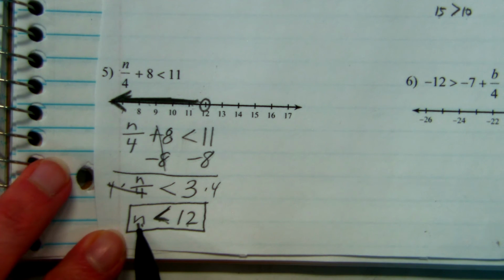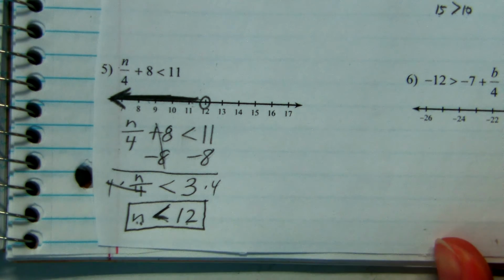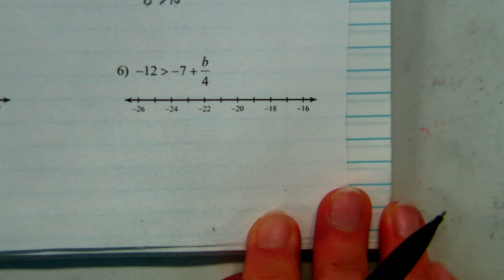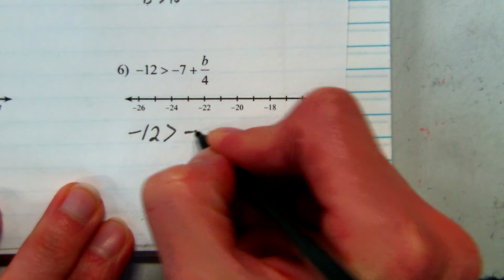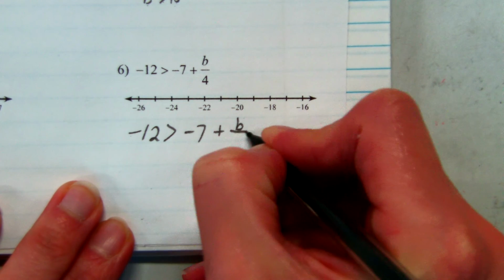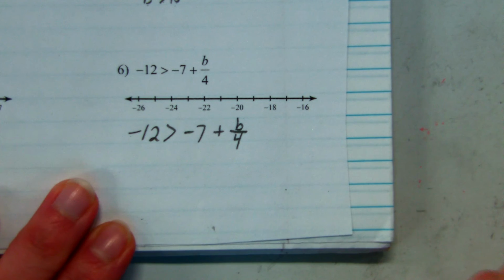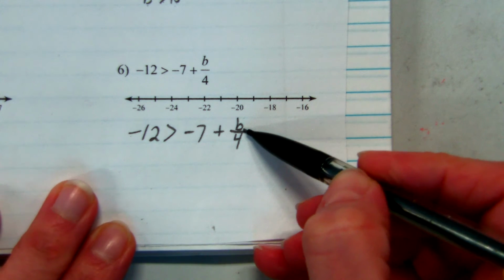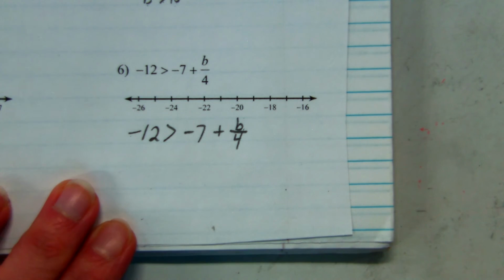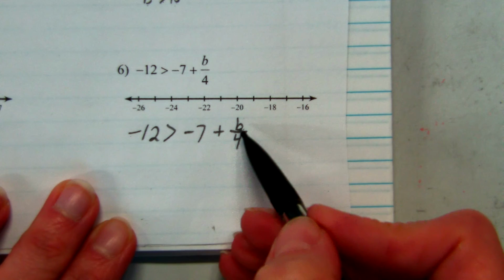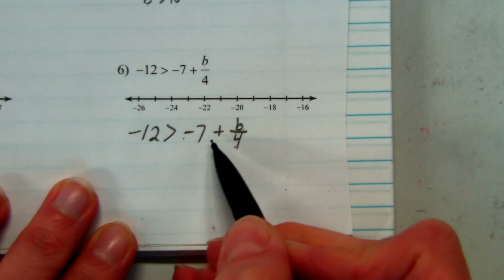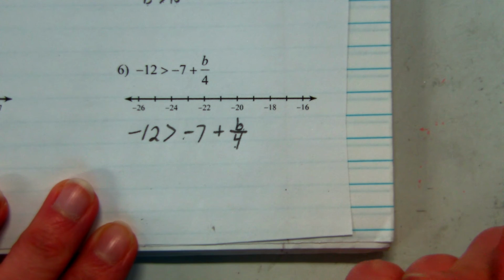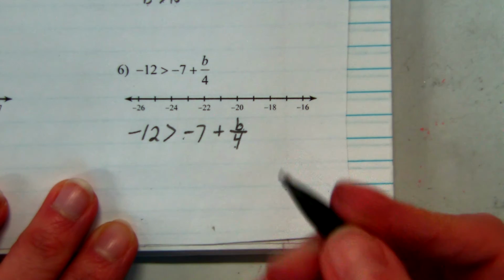All right, we've got one more. It's a little trickier, so I'm going to take a little bit more time with it. So on number 6, I'm going to just copy the problem down as is. Okay, so the variable's on the right-hand side this time. It doesn't solve any different. It's totally fine. I want to get the part with b in it by itself. So I want to get rid of this -7. How do I do that? Go ahead, Tommy. +7.